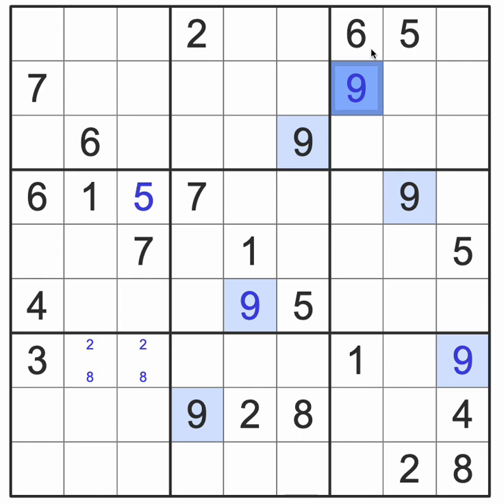Oh, and here's 6, which blocks here. So 6 will be here or here. In turn, it will block here. 6 here blocks this. 6 here blocks here. That gives me 6 here.